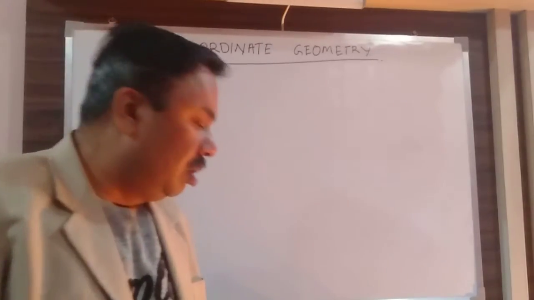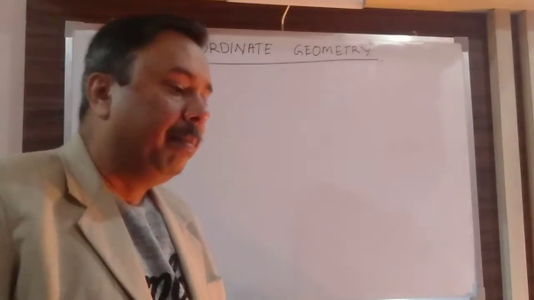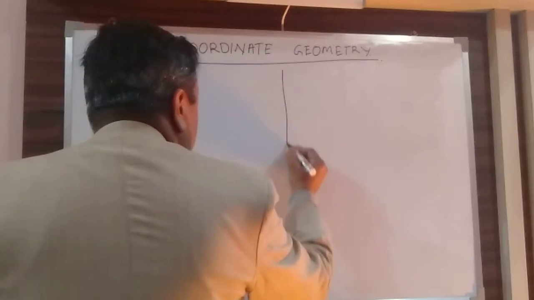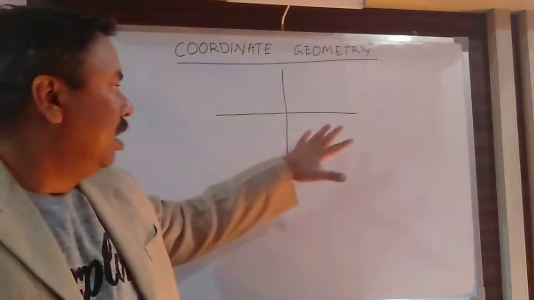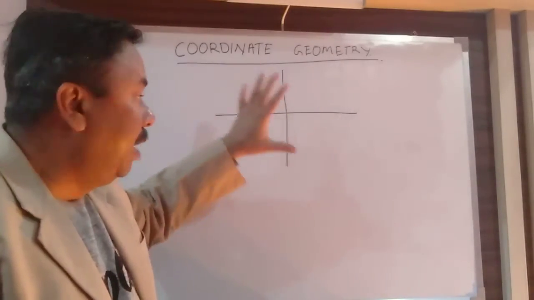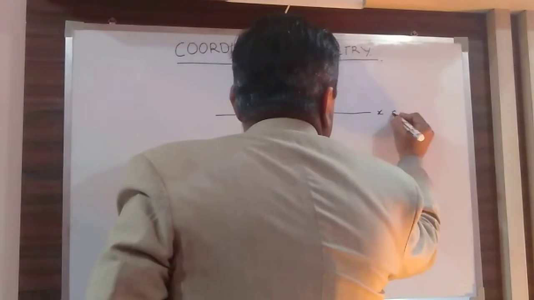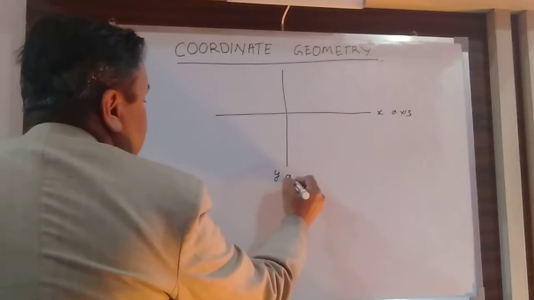Before I start, let me tell you what we mean by coordinates. Coordinates are points. You must have been plotting graphs like this. There are two axes in a plane graph. This is called the x-axis, and this is called the y-axis.